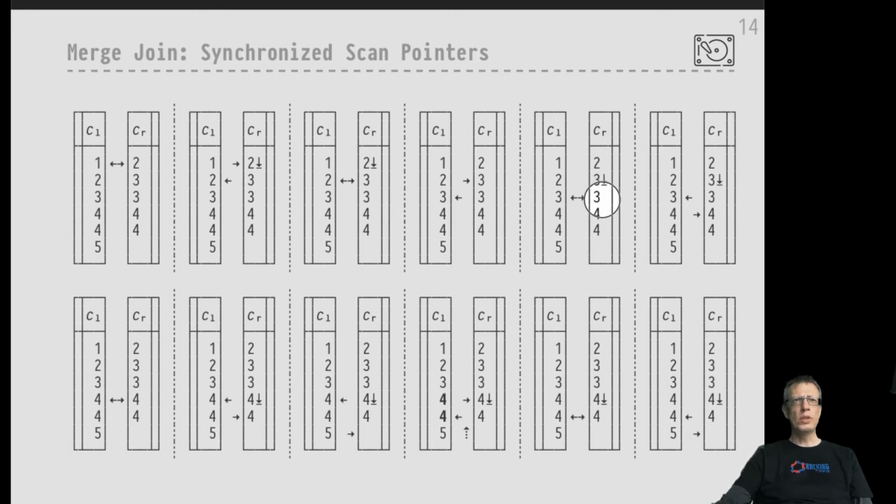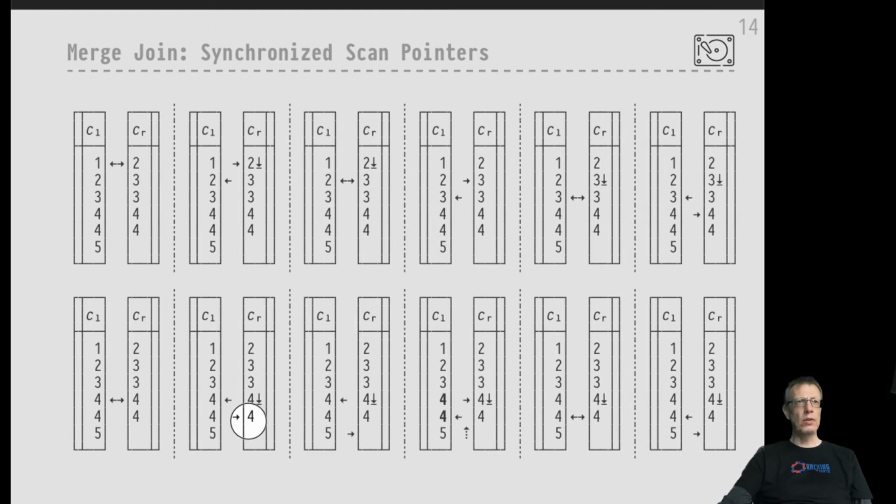Okay, now it's time to move forward CR again, and we end up in this particular situation. Okay, so CL is indeed less than CR again, so it's time to move forward CL. So we continue our trace here. All right, CL and CR are the same again. So what we will do is emit a joint row and save the position of CR. Okay, and then move forward CR.